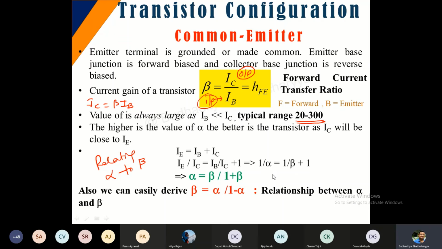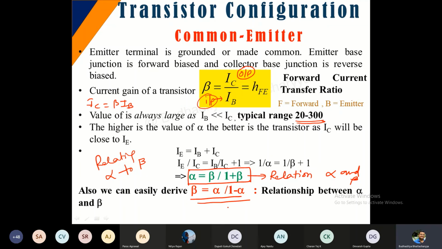Hence, we can say that alpha is given by, please make a note of this, alpha is given by beta by 1 plus beta. Please make a note of this. This is a relation between alpha and beta, the two current gain factors from one configuration to another. Or, on the other hand, you can say beta is equal to alpha by 1 minus alpha. So in any given question, if alpha is provided, you can find beta. If beta is provided, you can find alpha. Correct? So this is about the two parameters for common base and common emitter.